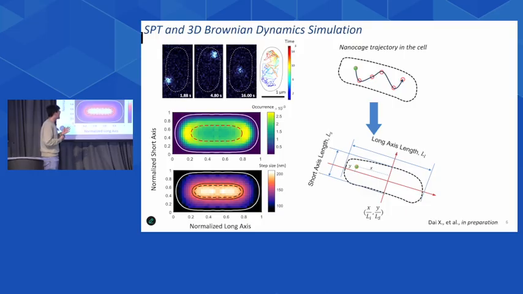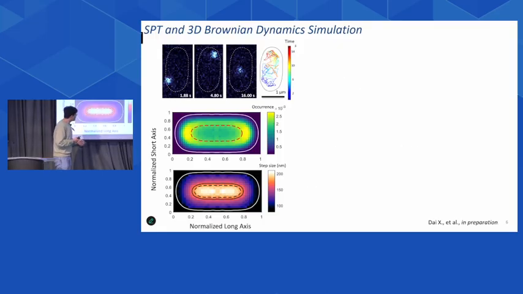So when you see a brighter color in here, that means the nanocage diffuse faster in a single frame. And we use a contour line to represent the nucleoid. By different methods, we see a very good colocalization for the nucleoid shape determination. So now we are very confident with this geometry of the cell and the nucleoid.